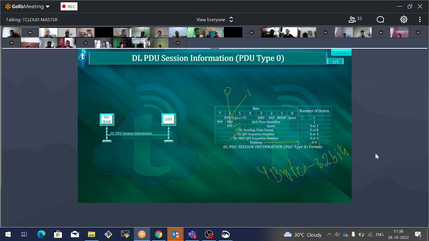For example, the first 2 bytes are kind of mandatory. These two things will always be there. First 2 bytes.